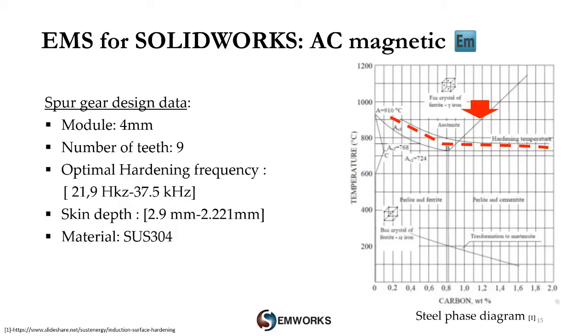Now what about frequency? According to the required hardening depth, the frequency is selected. To accomplish a hardening depth of 1 mm or less, a higher frequency between 200 and 900 kHz should be used, and for a depth of 2 mm and greater, a medium frequency between 10 kHz and 50 kHz is required. For our case, and according to the module of the gear used, the optimal heating frequency could be between 22 kHz and 37.5 kHz.